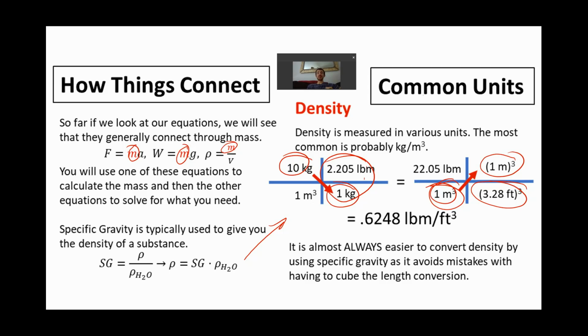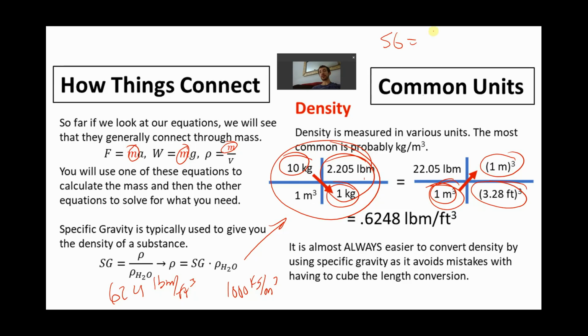Now, why is specific gravity amazing? Because you can look up the density of water in every unit you need. For example, let's look at it this way. So the density of water in pound mass per foot cubed is 62.4. Density of water in kilograms per meter cubed is 1,000. So if I want to convert this to pound mass per foot cubed without having to worry about that whole cubic conversion, I can first calculate specific gravity. So specific gravity would be equal to 10 kilograms per meter cubed over the units I need, which is kilogram per meter cubed, so 1,000 kilograms per meter cubed.